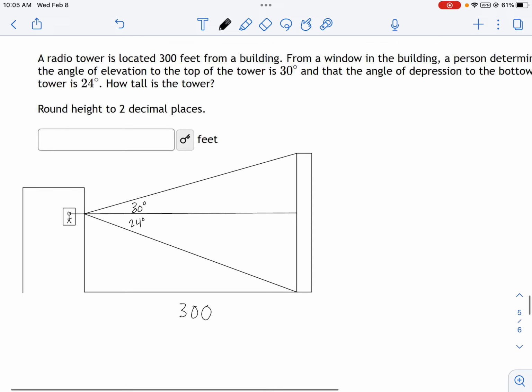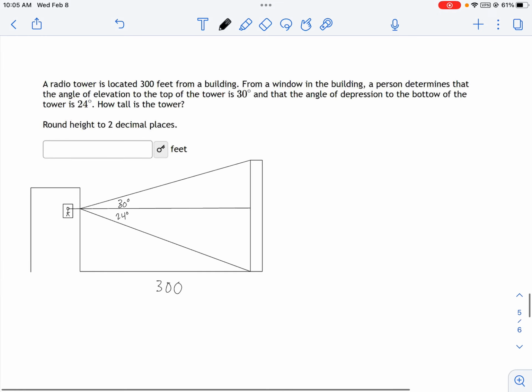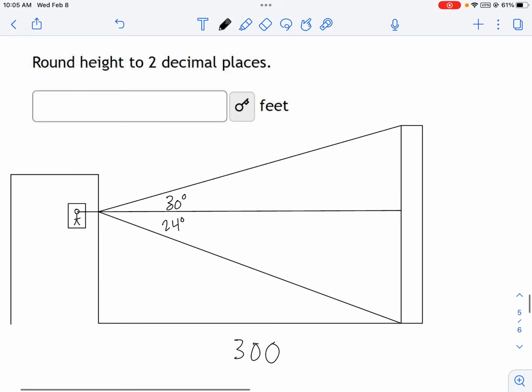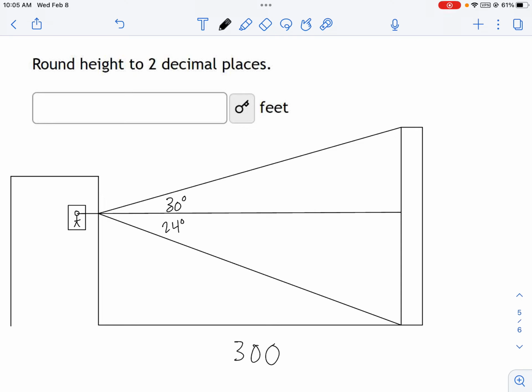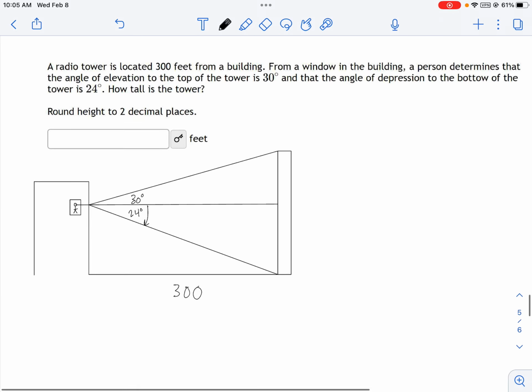So we have two different angles, or in other words, two different triangles that get formed while we create this diagram. So angle of depression, depression is down, elevation is up, and it always goes from wherever the horizon is. Depression doesn't mean that your angle is down there, it is down from wherever the horizon was. And then it says, how tall is the tower? So we want to find this whole length.